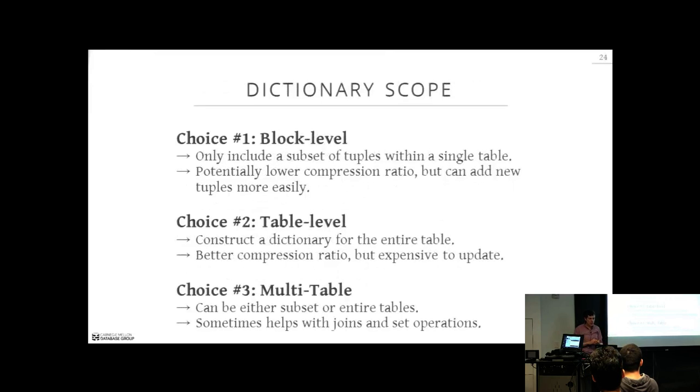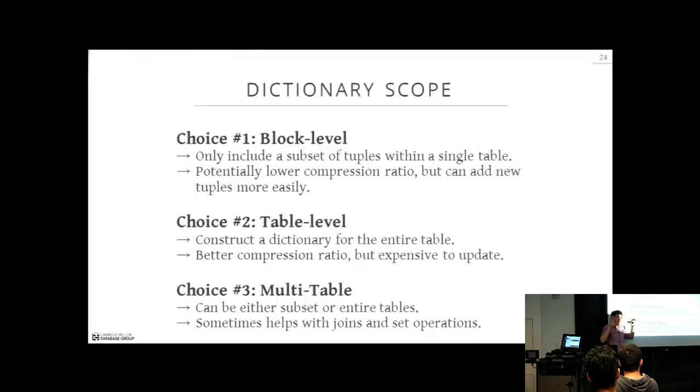Related to the granularity stuff, we can also have different scopes for our dictionary. We can have a dictionary for an individual block, for all the tuples within a table, or across a single attribute. But what's actually kind of cool with dictionary encoding is you can also have a dictionary correspond to multiple tables. Let's say you have a foreign key reference from one table to another. Those two columns always have the same set of values, because the foreign key child cannot have a value that doesn't map to the parent.